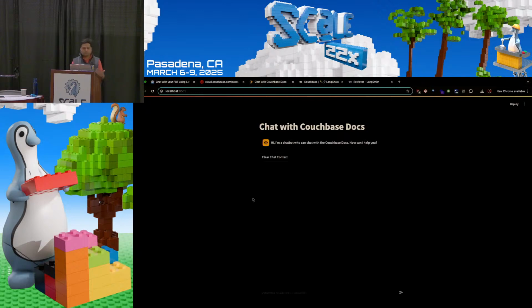So if I go to the application, essentially what we have done is we have indexed the entire Couchbase documentation and split it into chunks and stored it in a Couchbase store or database. Now you can ask questions like what I did earlier. I could ask things like, how can I use vector search with Couchbase? So this is what we tried to do initially with ChatGPT, and it failed.